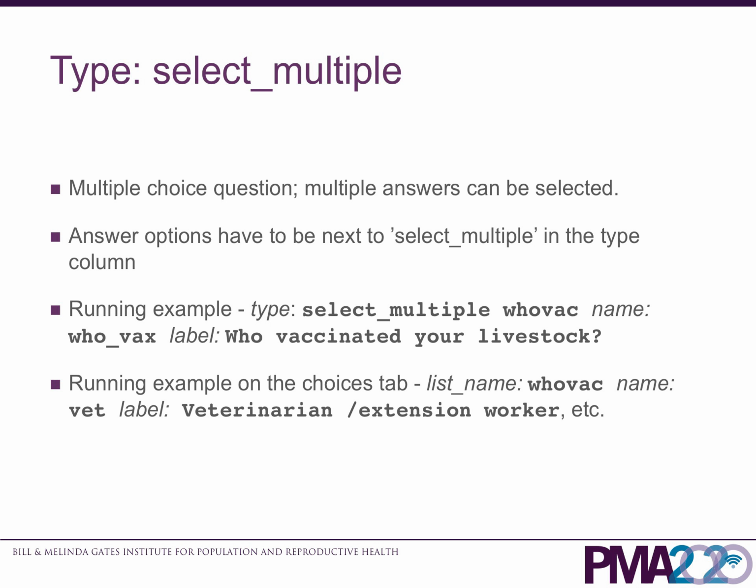So you see the list name is in two areas now, the Survey tab and the Choices tab. In the HUVAC column in the Choices tab, in the name column, write vet, and then in the label column, you can write out veterinarian/extension worker. In the next row down, you'll write the list name again, which is HUVAC, and the name of the next kind of person who could have vaccinated the livestock.